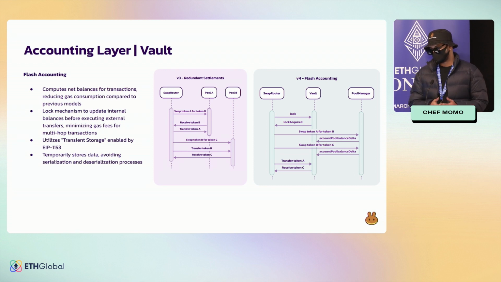Now the flash accounting also benefits from transient storage, which is enabled by EIP 1153, recently a part of the ETH Dencun upgrade. So, in short, what transient storage does is that it avoids any serialization, meaning that you are now able to store the data temporarily, which is discarded at the end of the transaction, and then you don't need to write or read permanently on a permanent storage, right? So that again saves a lot of gas.